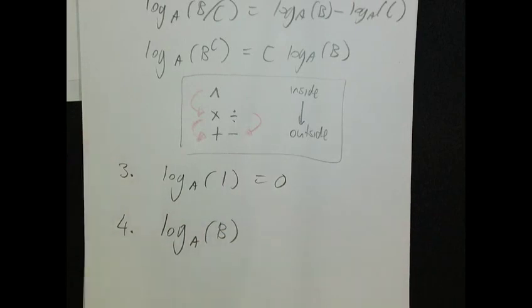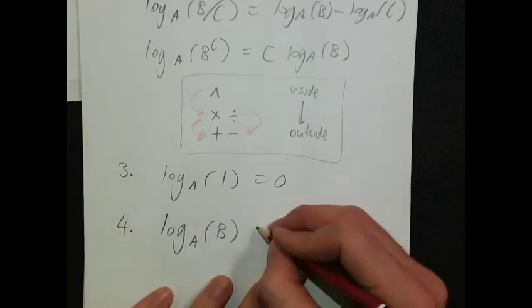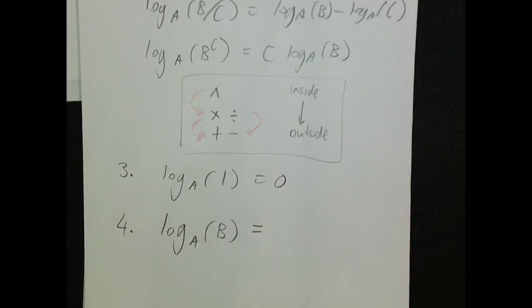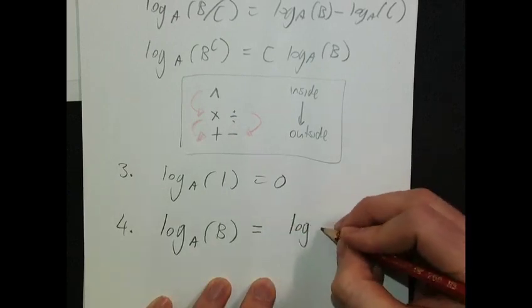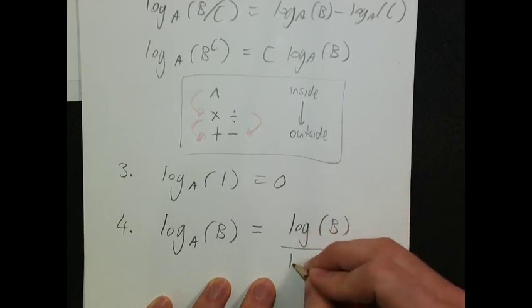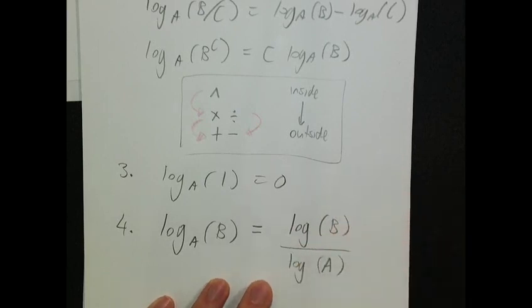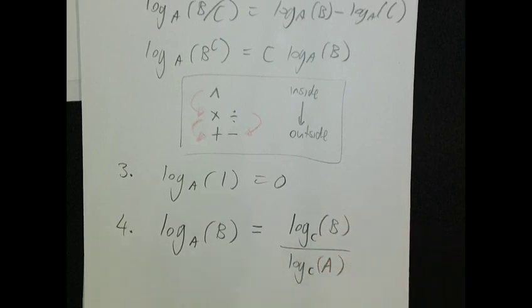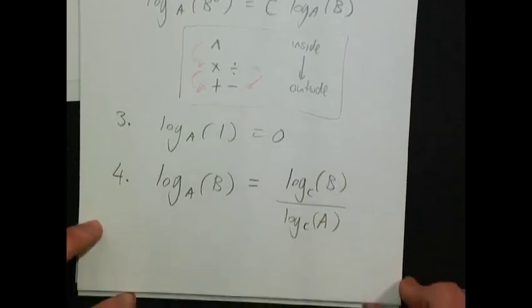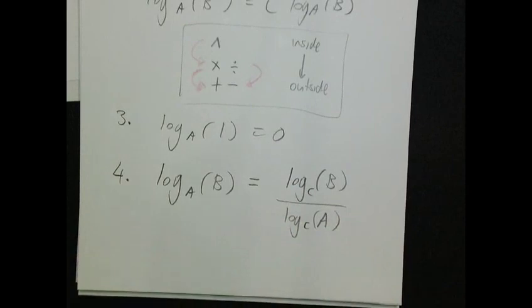is if you have log A B, you can convert it into any other log. Okay, any log can be converted into any other log. It doesn't matter what log you use, any log you like and it'll always come to the same answer. So log A B is log C of B divided by log C of A. Let me give you a specific example of this in just a moment.